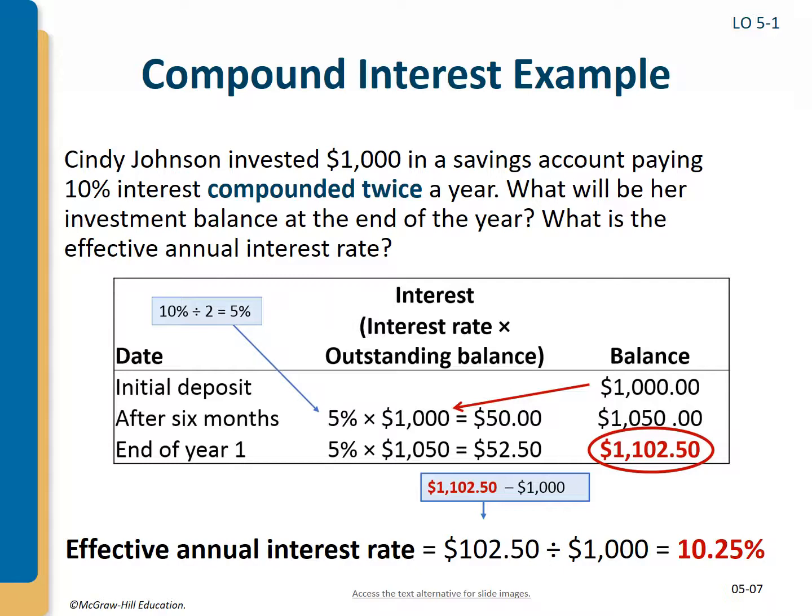So how much interest did she really earn because of the way this was compounded? 10.25% on her $1,000. Why is her effective annual interest rate higher? Because the second interest computation wasn't just calculating interest on the $1,000, but the $50 that was earned for the first 6 months. So when you compound, your effective rate, what you're actually earning, is going to be higher if you're compounding more than once a year.